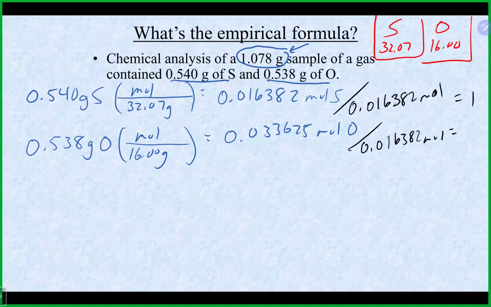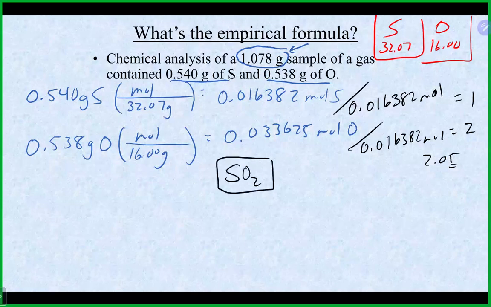And maybe we'll get a nice number, which I think we will. We'll get a 2 in this case for our oxygen. Again, on your calculator, you might get something like 2.05. This is close enough to round to 2. Common ones where it's not are 0.33 and 0.5. So we hit whole numbers, which gives us an empirical formula of SO2. Any questions on that?